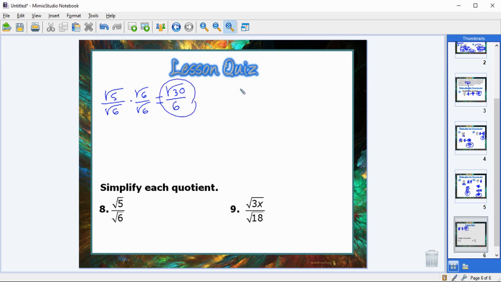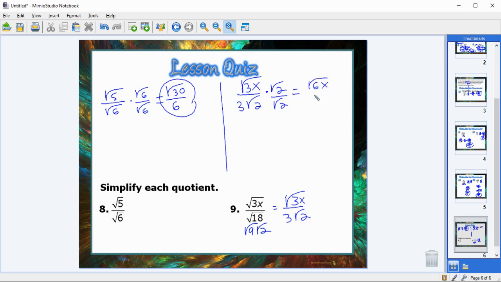Number 9. First, I'm going to reduce this 18. I'm going to use root 9 and root 2. So my new problem says root 3x over 3 root 2. Let's rewrite that up here. Root 3x over 3 root 2. The part that's causing me issues is this root 2. So I'm going to multiply by root 2 over root 2. This leaves me with root 6x over 3 times the square root of 4. Well, that's just 3 times 2, or 6.